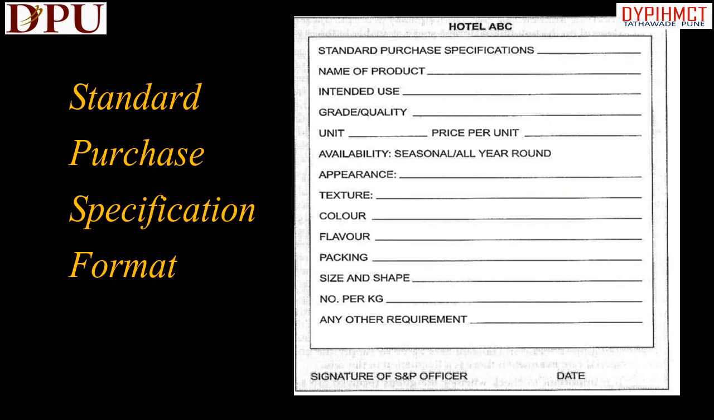This is the simple format of the standard purchase specification. In this format, all the required information is mentioned, which is required while preparing a standard purchase specification. In addition, the format also contains the signature of the stores and purchase officer. This is because, if signed, the standard purchase specification mentioned in the format is considered to be approved.